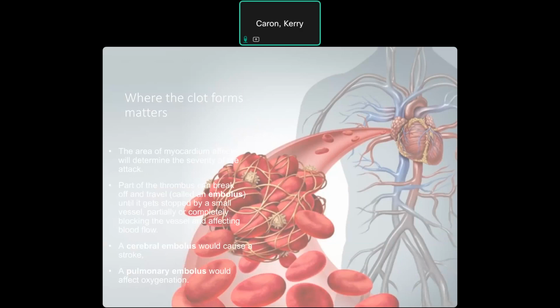And if that happens to the head, it's called a cerebral embolus, and that would cause a stroke. If it happens to our lungs, it's called a pulmonary embolus, we call it a PE, and that would affect our ability to oxygenate. So these are clots that we don't want in certain places.